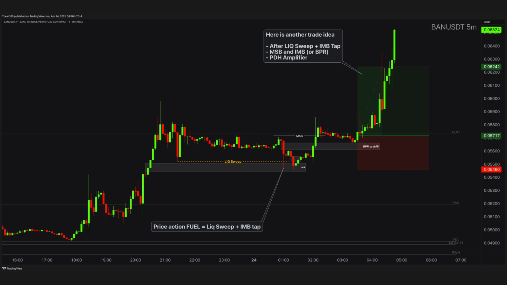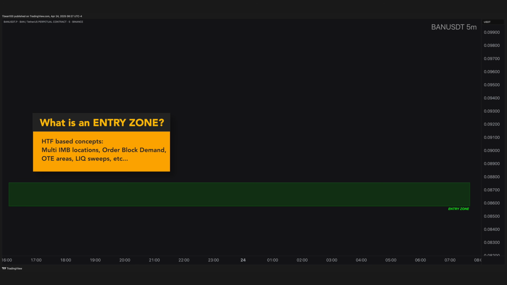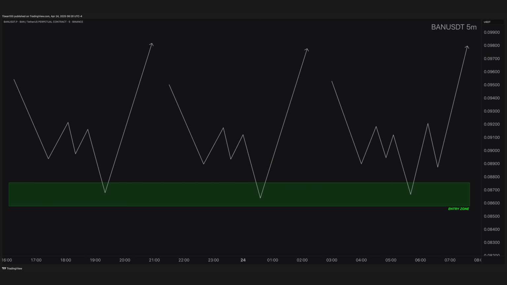I hope things are clear enough for you at the moment. Okay, let me make a very clear recap for you, so things will be much better to understand. First, you find yourself an entry zone in the higher time frames, like multi-time frame imbalances, or maybe order block demands, or optimal trade entry, or big liquidity sweeps. It doesn't matter. And now you are about to make an entry.